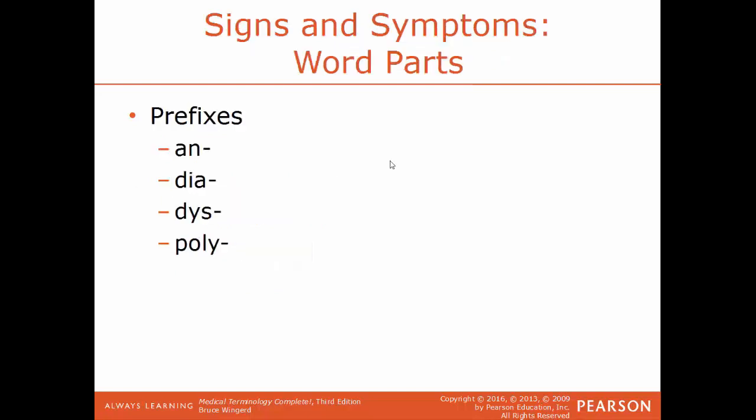Alright, now we'll go over some signs and symptoms in the word parts. We'll start with some prefixes. An means lacking or without. Dia means complete or through. Dis means painful or abnormal or difficult. And poly means many or more than one.